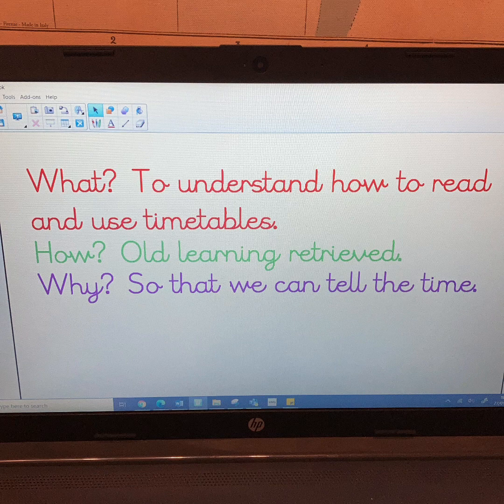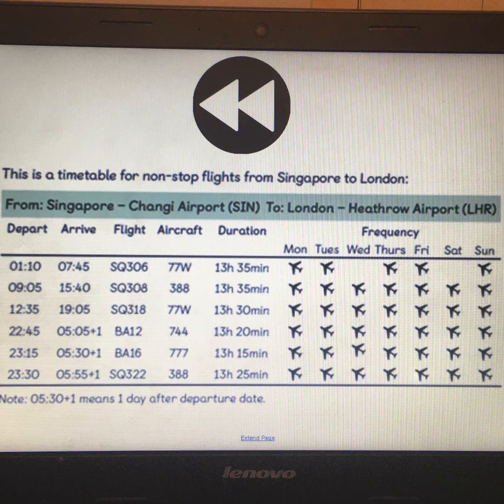If you go on the train, you might use a train timetable. Or if you are lucky enough to go on a plane, you might use a plane timetable and look at the different times that the planes fly. So this is a really useful skill, and it's a really good way of teaching you how to use timetables, but also it's rewinding and applying our knowledge from last week and telling the time as well. Right, let's get started. We're going to start off with a little rewind.